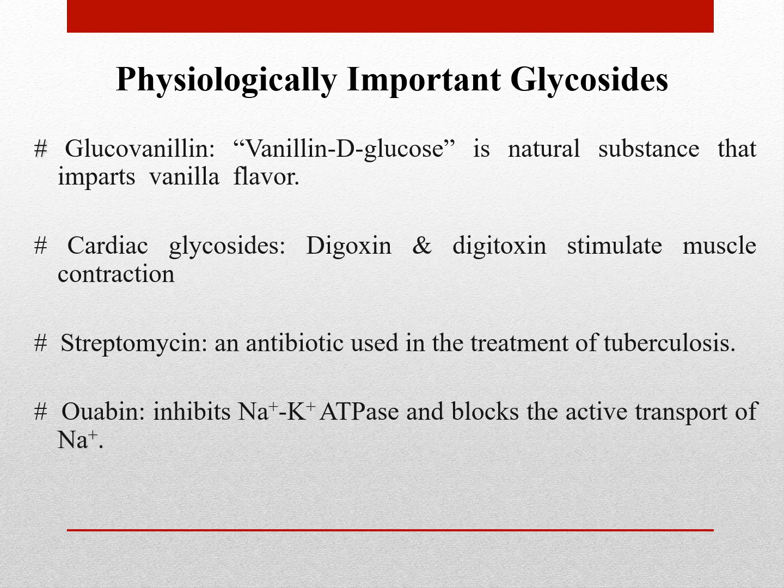Before we go into disaccharide, let's finish off by understanding more physiologically important glycosides, more derivatives. So glucose added with vanillin is glucovanillin, and it's a natural substance that imparts vanilla flavor, so the good fragrance for flavoring. And then we have cardiac glycosides such as digoxin and also digitoxin, which stimulate muscle contraction.